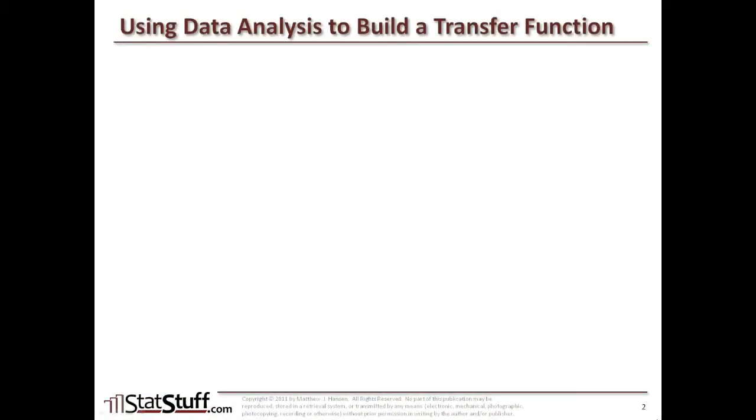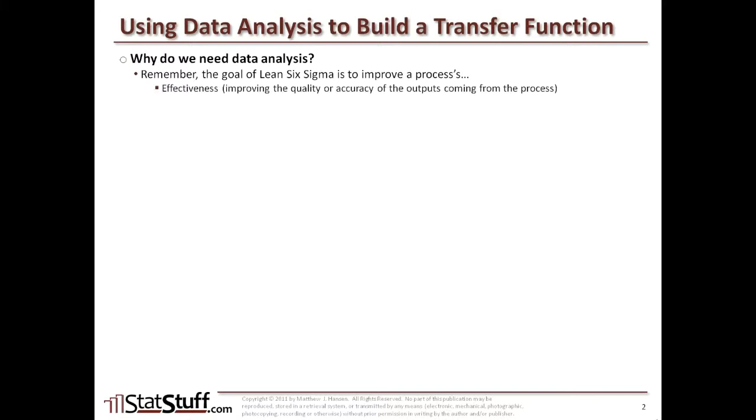Well, before we formally define what a transfer function is, let's first ask, why do we even need to do data analysis? Well, let's remember that the goal of Lean Six Sigma is that we want to improve a process's, first of all, the effectiveness, that is, improving the quality or accuracy of the outputs that are coming out of that process, and also we want to improve the process's efficiency. Remember, that's improving the time, effort, or cost that's involved within the process itself.